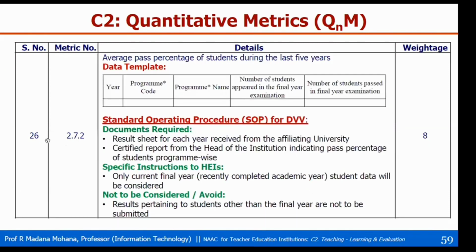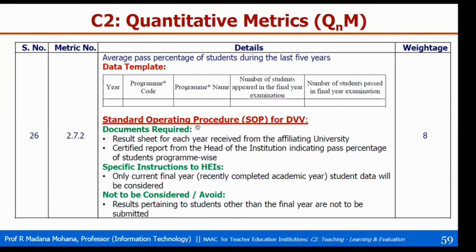Then the next one, 2.7.2, this is related to student pass percentage during the last 5 years. Last 5 years' students' results you need to provide as per the template provided. The template contains year-wise, program code, program name, number of students appeared in the final year examination. They will consider only final year appeared students. The number of students passed in the final year. So only final year data you need to consider.